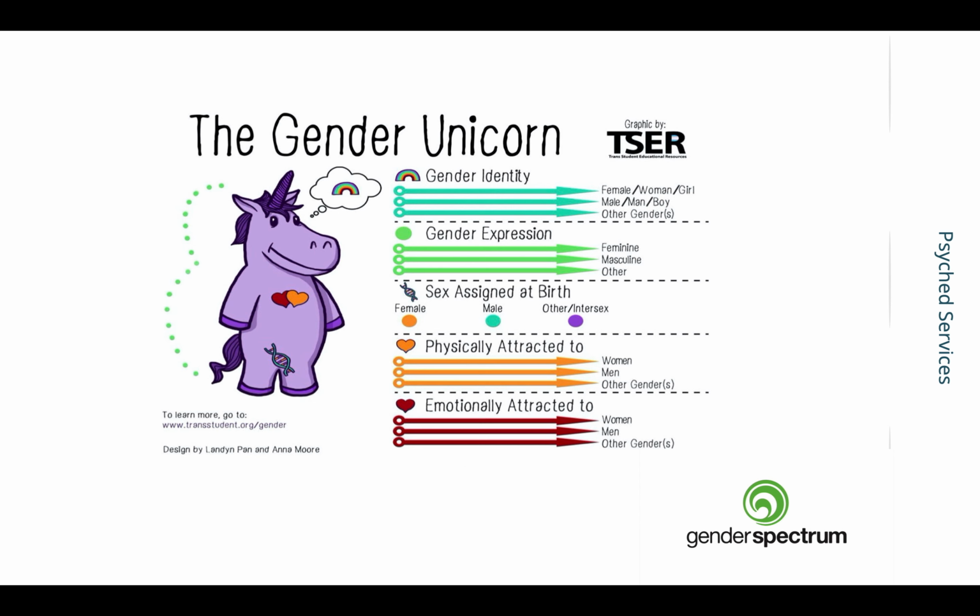Okay, I wanted to share with you this gender unicorn. I think it's an absolutely wonderful graphic. It's from Gender Spectrum, created by TSER. It's a free resource. You can just Google gender unicorn. But you'll see there's several different aspects to gender. So there's gender identity. So again, using myself as an example, I'm a female and I identify as a woman. And then some people identify as male, man. Some people identify in other ways. We'll go over that in just a bit. But understanding that there's more than two gender identities.